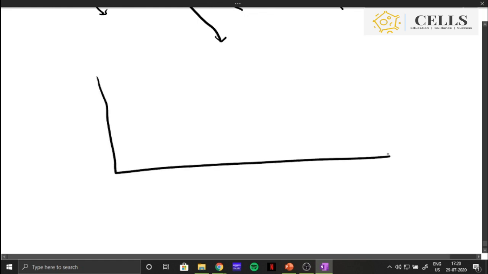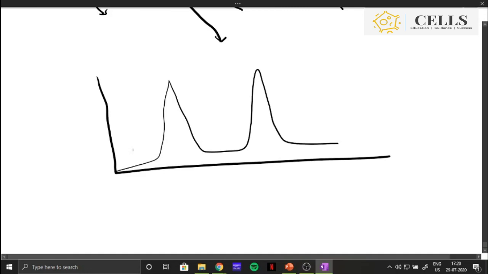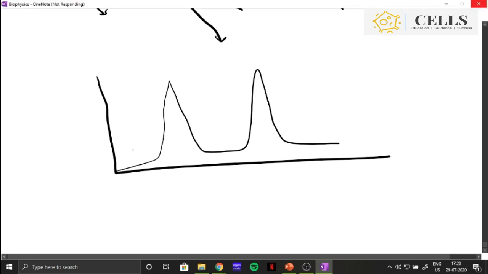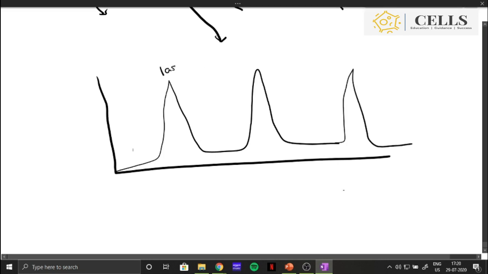If you draw a graph, you can see that there is a peak, then a second peak, and a third peak. The first is for the large protein, the second for the medium protein, and the third for the small protein. This axis is time. So small proteins take a longer time to elute than the medium, than the large.